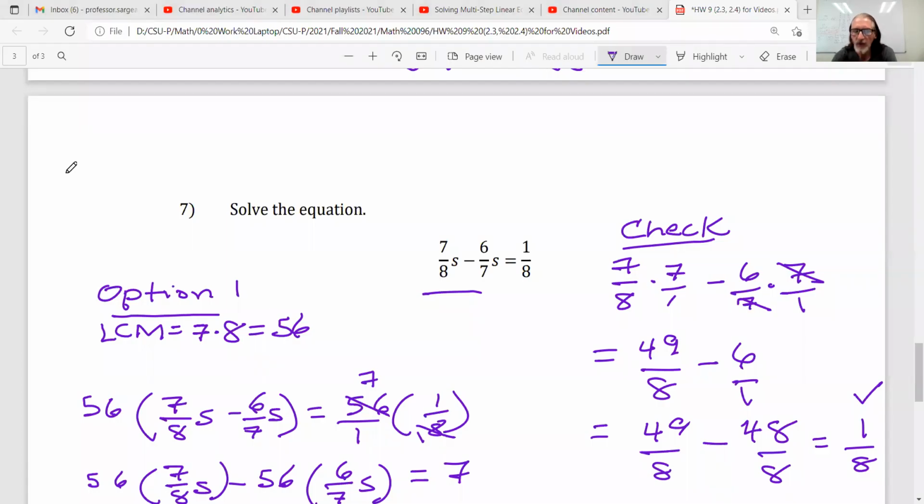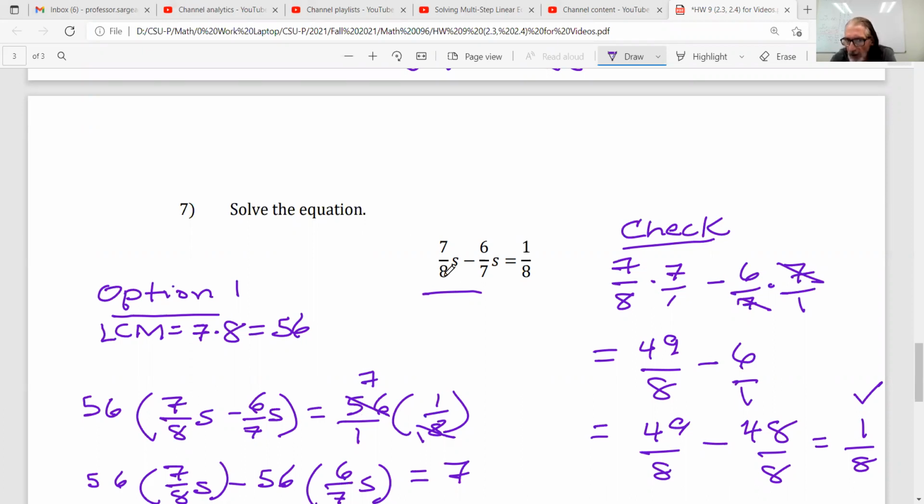And on to the last example that I have for now. We have two like terms on the left-hand side. Since they both have s, I could choose to clear fractions in option 1.